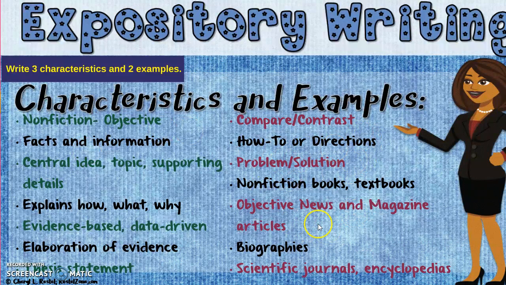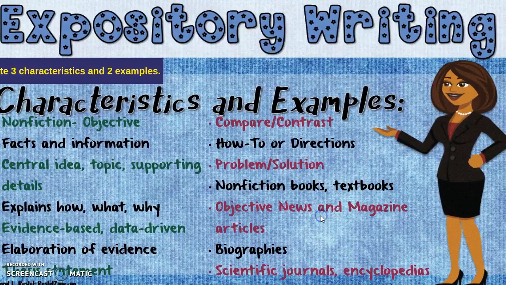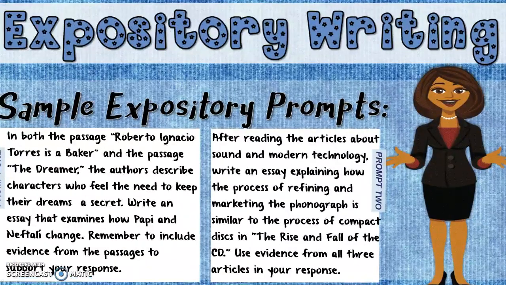Let's talk about examples. If they're telling you to compare and contrast or do a problem and solution essay, it's expository. If they ask you to do or you will see something that's a how-to or directions or a manual, it's expository. All nonfiction books and textbooks, biographies, scientific journals, encyclopedias, those are all expository. And then lastly, objective, no opinion, objective news articles and magazines, just reporting information. Those are also examples of expository writing.